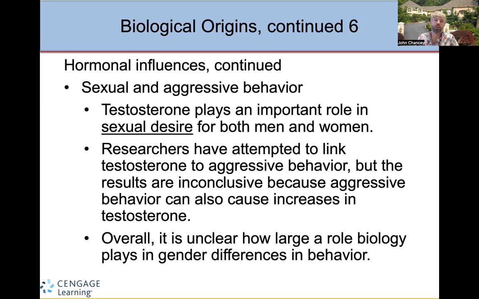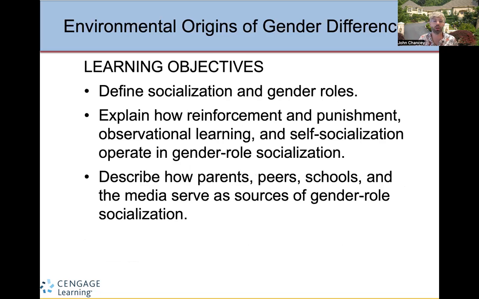Overall, though, thinking about influences, hormones, nervous system, all that, it's really unclear how large a role our biology plays in gender differences, especially considering we're so incredibly similar on a biological level. So that's the biological side, the nature side of things.